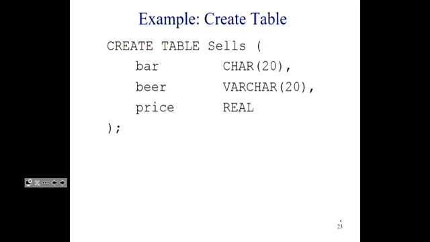Let's talk about a concrete example. So if I wanted to have a sales table which has the attributes bar, beer, and price, maybe I might use this kind of a create table statement where I say create table sells, parentheses, bar, with maybe the type being char 20. So this says that it's going to be a fixed length string of 20 characters. The beer is a varchar 20, which means it's a variable length string of up to 20 characters. So it can be smaller, it can be larger. And real for the price indicates that price is a real.